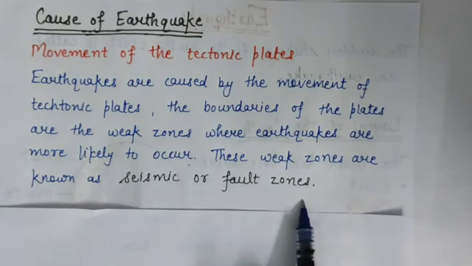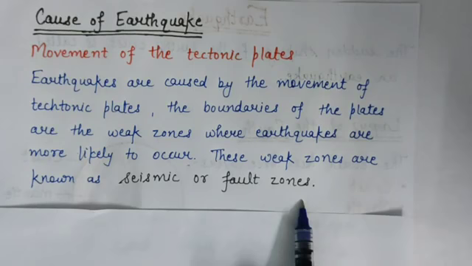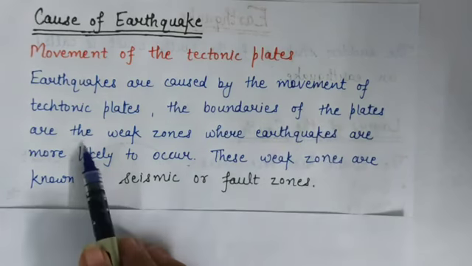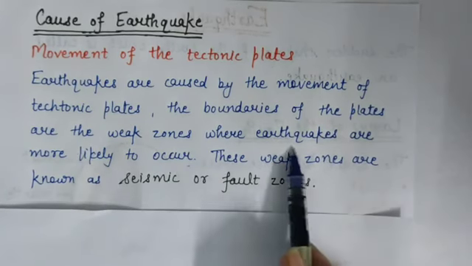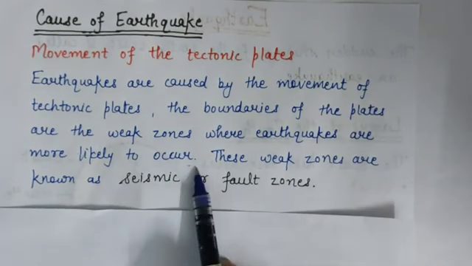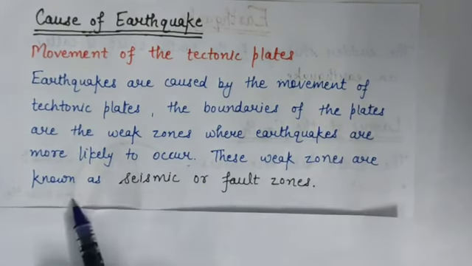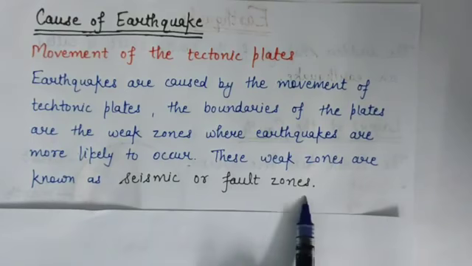It means the earth's crust is made up of tectonic plates, and when the tectonic plates move, sometimes they collide with each other, and due to collision or movement in the tectonic plates, an earthquake is formed or comes. And the boundaries of the plates are the weak zones where earthquakes are more likely to occur, known as seismic or fault zones.